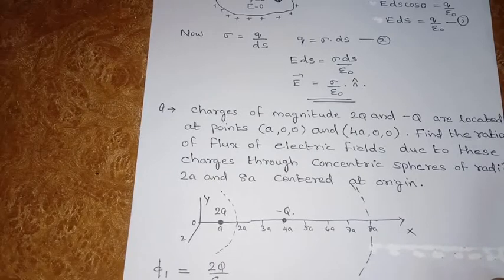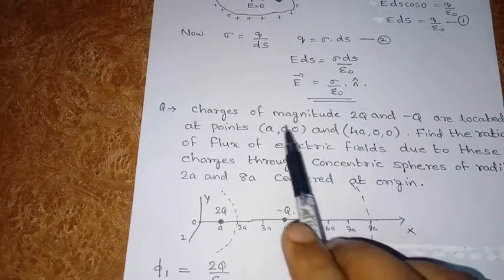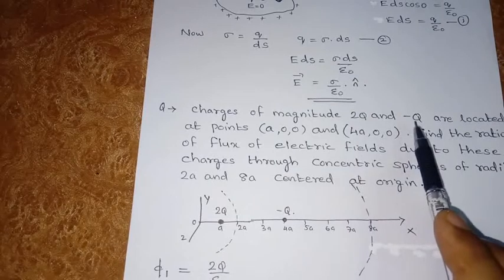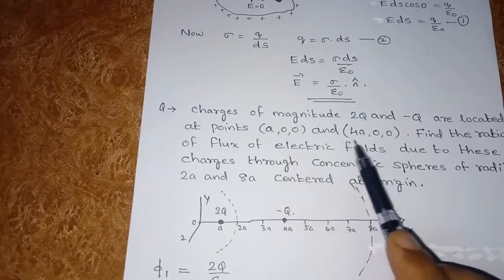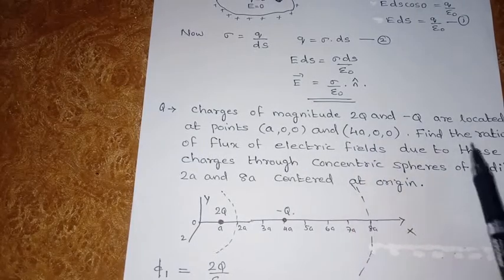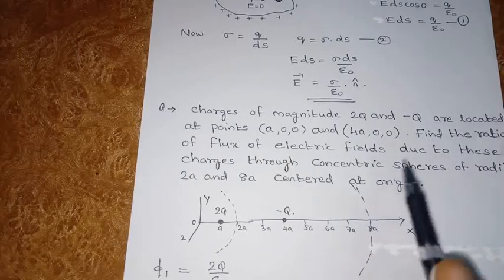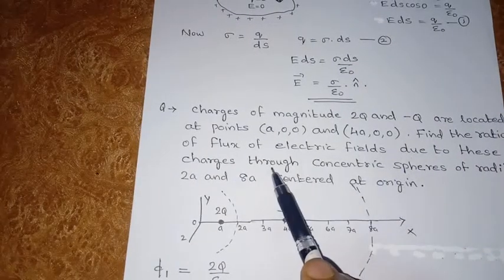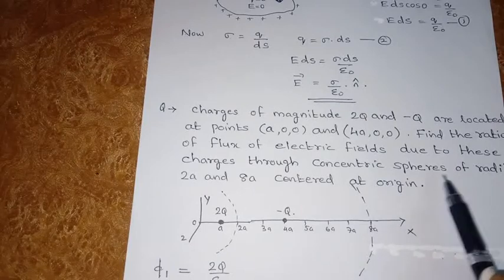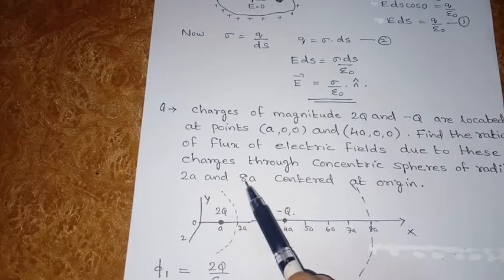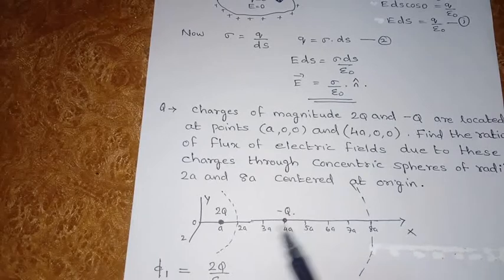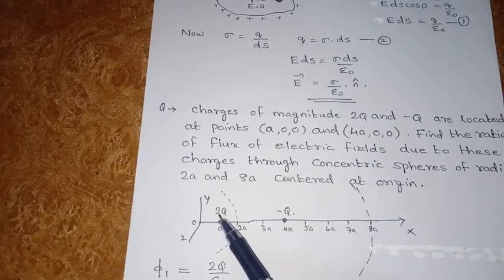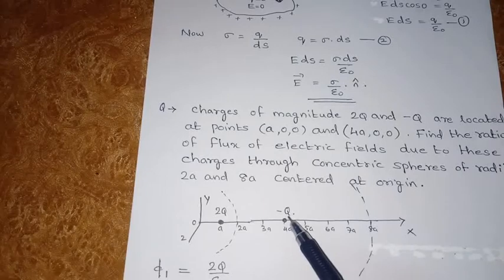The next question you can read like this: charges of magnitude 2q and minus q are located at points (a, 0, 0) and (4a, 0, 0). Find the ratio of the flux of electric fields due to these charges through concentric spheres of radii 2a and 8a centered at the origin. So very carefully please understand the situation. There are two charges. The first charge is 2q and the second charge is minus q.